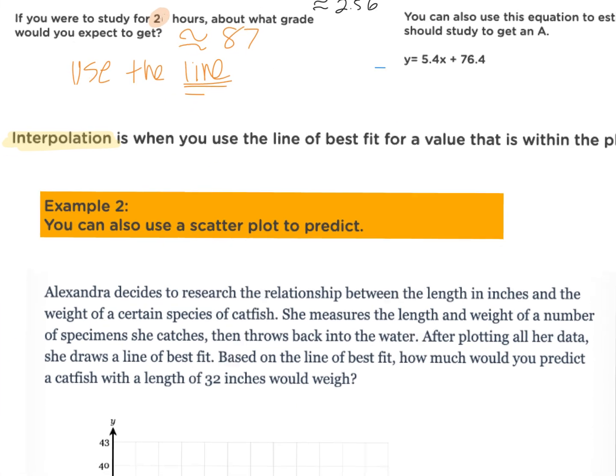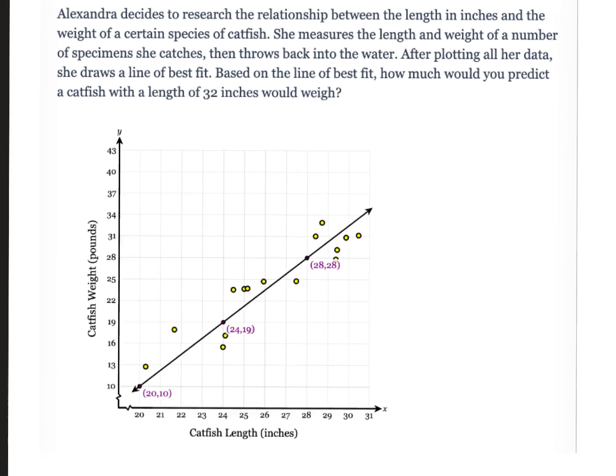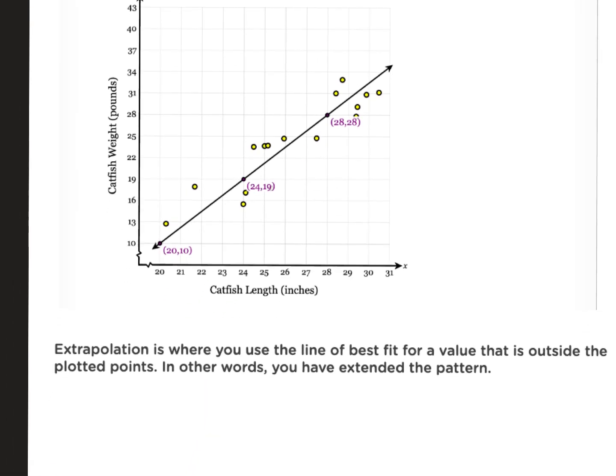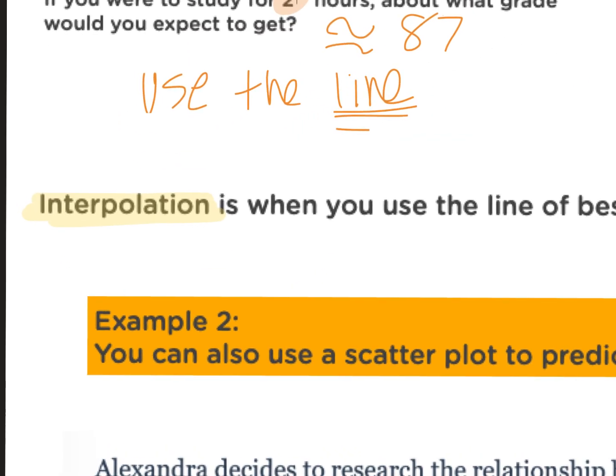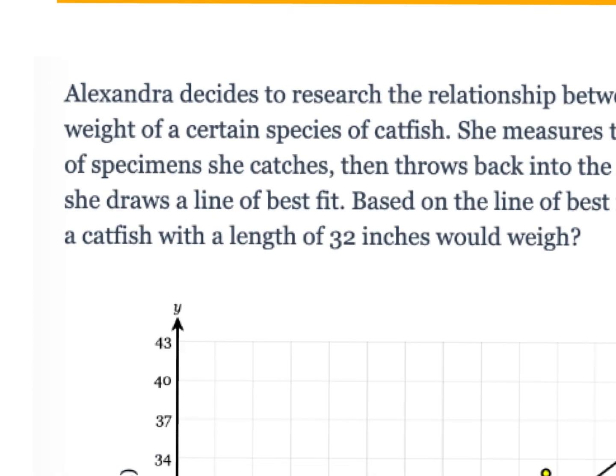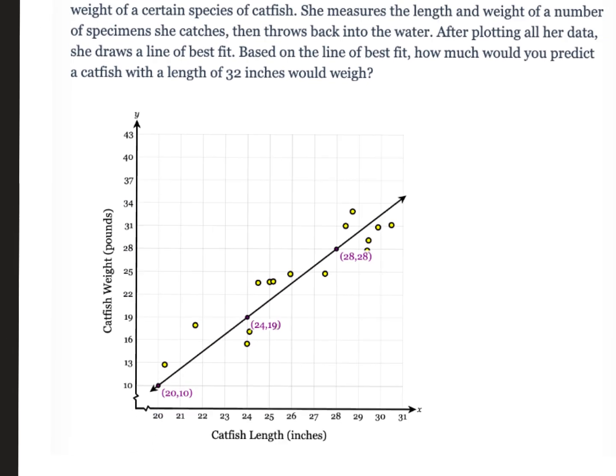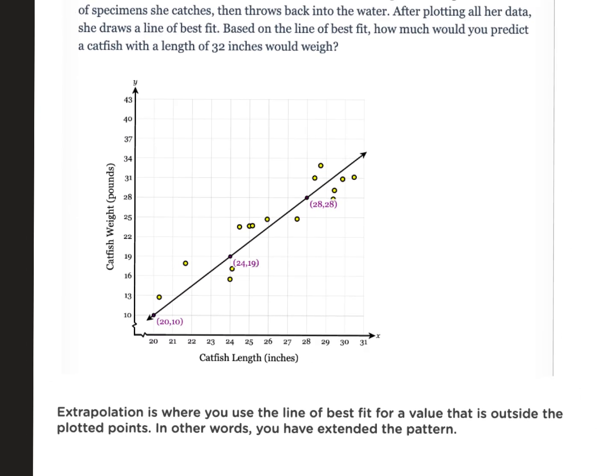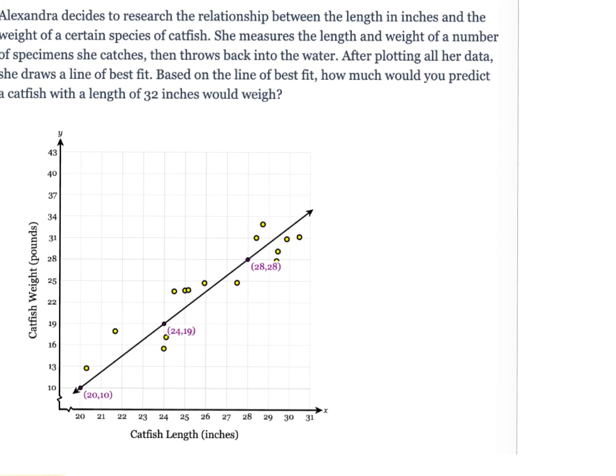Okay, another thing that you can use it for, in addition to interpolation, that's values that you see on the graph, you can also use it to make predictions for things that do not appear on the graph. And instead of interpolation, that is called extrapolation. So I guess it's stuff that's extra, not on the graph. And this will be an example of what you'll be asked to do.